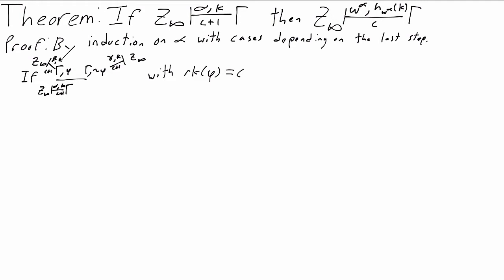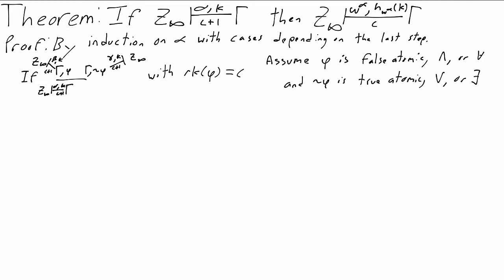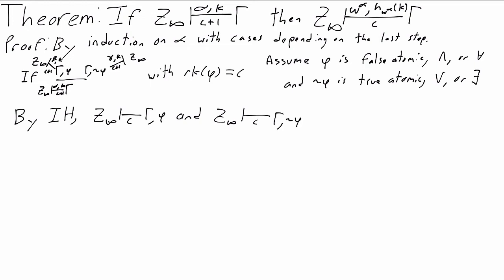Recall that for each kind of pair of formulas, we have an inversion lemma. So one side of the cut is the side we invert. And I'm going to assume that φ is the invertible formula, which means φ is either a false atomic formula, a conjunction, or a for-all formula, and ¬φ will be its negation, either a true atomic formula, a disjunction, or an exists formula. By the inductive hypothesis applied to both sides, Z∞ deduces Γ, φ and Γ, ¬φ, with bounds ω^β and ω^γ, and cuts of rank less than c.